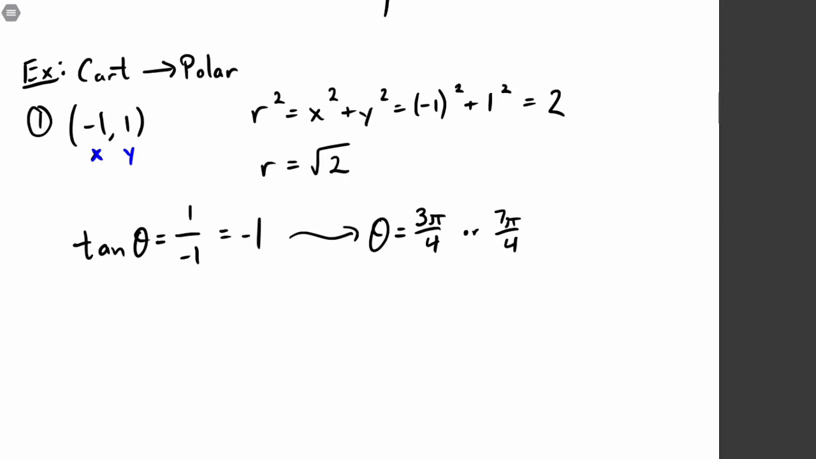How do we decide which one? Well, we can look at this point here and say, all right, x is negative, y is positive, so I know I have to be in the second quadrant. So it's got to be this.